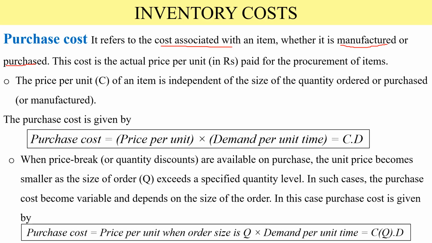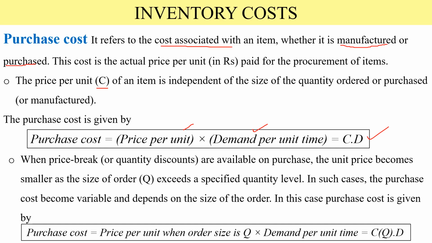First one is the price per unit. Let us consider capital C. Price per unit of an item is independent of the quantity ordered or purchased, which means price per unit is independent of the ordered quantity. So in these conditions, purchase cost is given by the price per unit, that is capital C, into the demand per unit time. Let us consider demand per unit time is capital D. Then the purchase cost equals C into D.